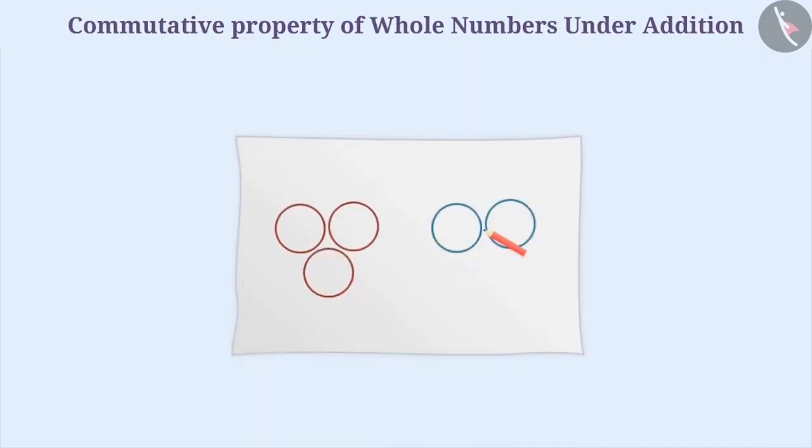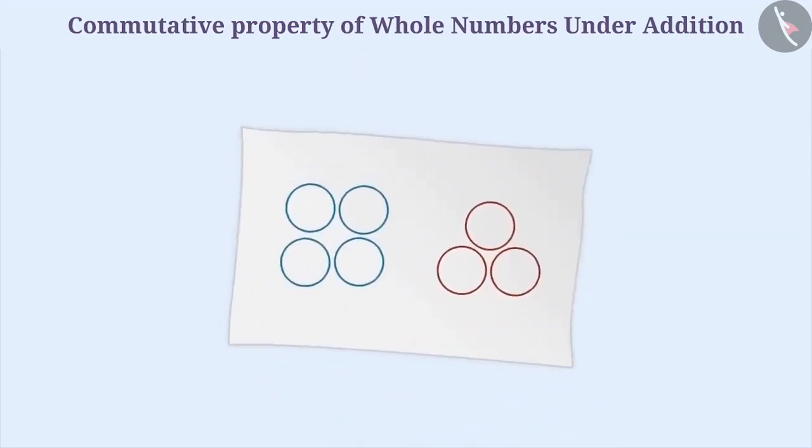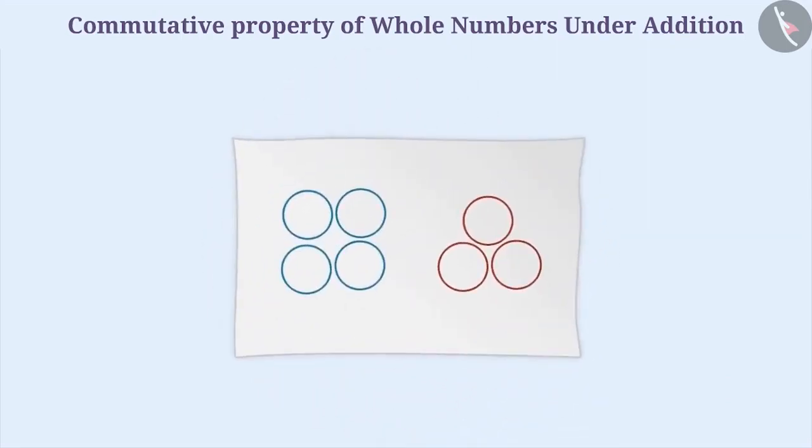Can we add two whole numbers in any order? Think about it. Let's suppose we draw 3 circles on the left and 4 circles on the right on a piece of paper. On doing so, the total number of circles we get are 3 plus 4 is equal to 7. If we rotate the paper this way, then the order of the circles will change. By doing so, there will be 4 circles on the left side and 3 circles on the right. Is there any change in the total number of circles? No. The number of circles is the same as before, that is 7.